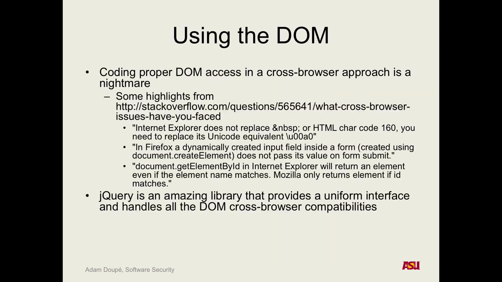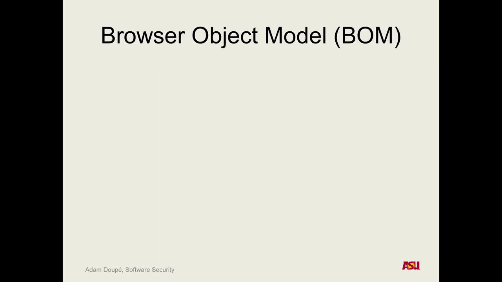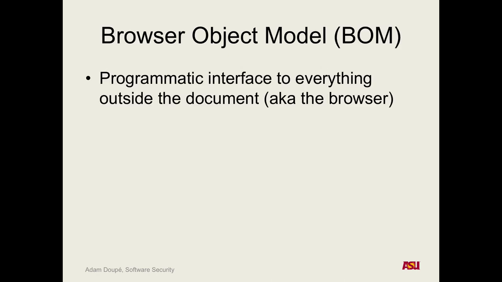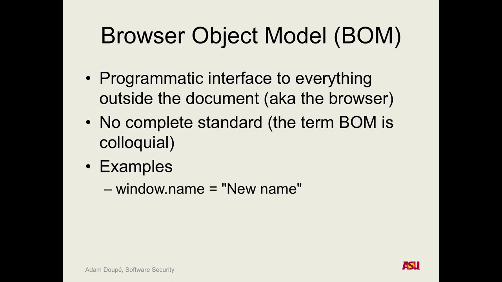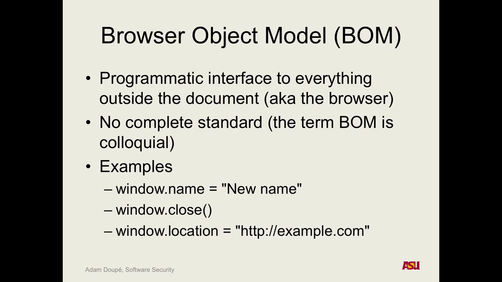Okay. So the document object model handles how to manipulate the HTML content on that page. The browser object model essentially allows the JavaScript code to access other things. There's not really a standard here. Some examples are setting the name of the window. We can actually close your own tab or your own window using JavaScript code. You can set the window.location, which will redirect you to a new URL.